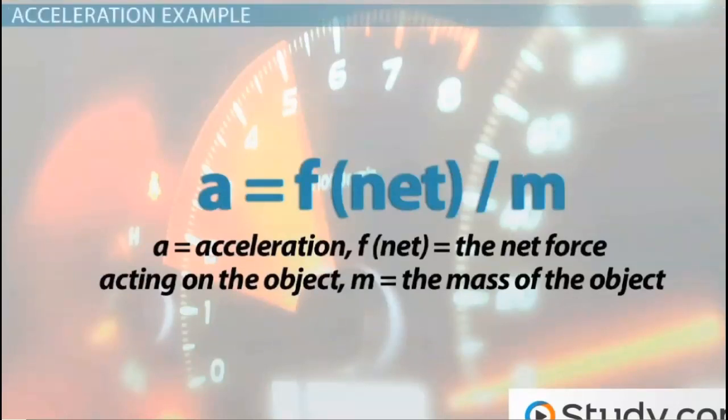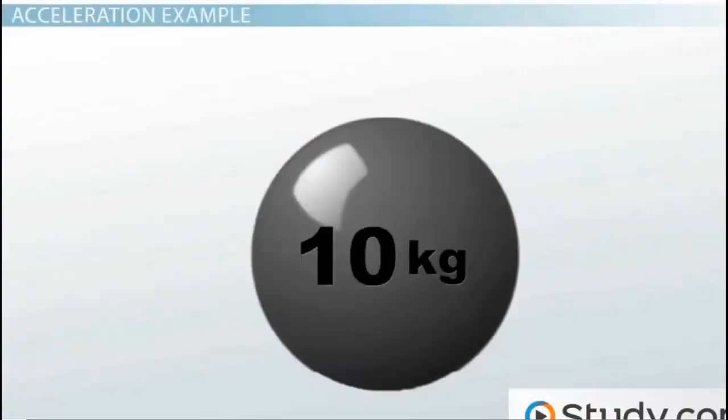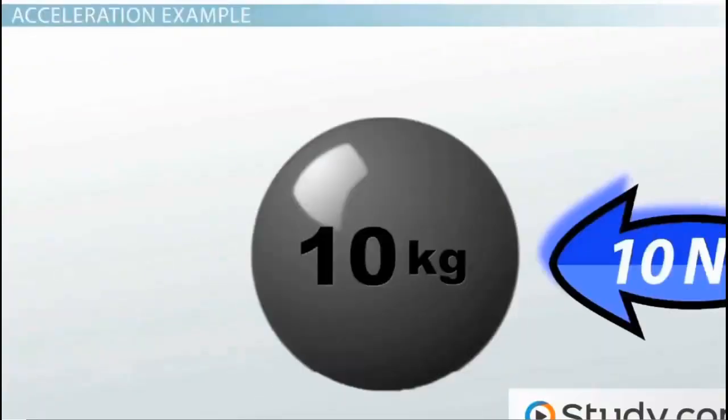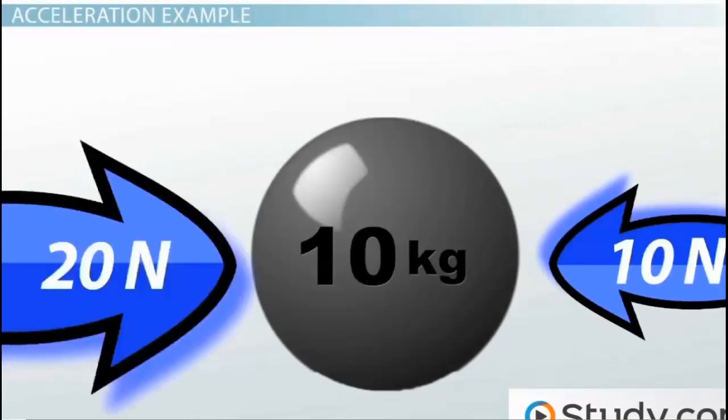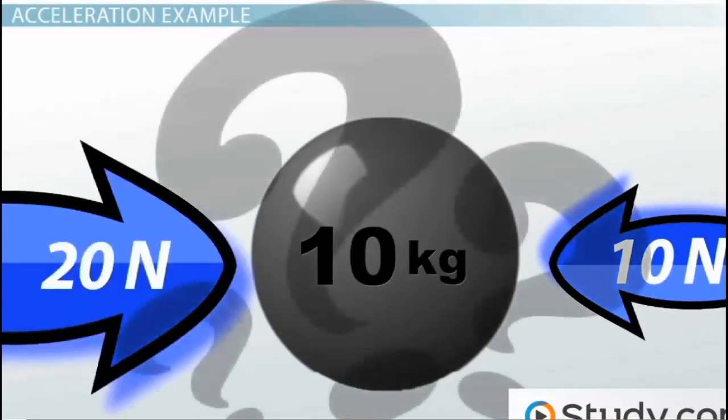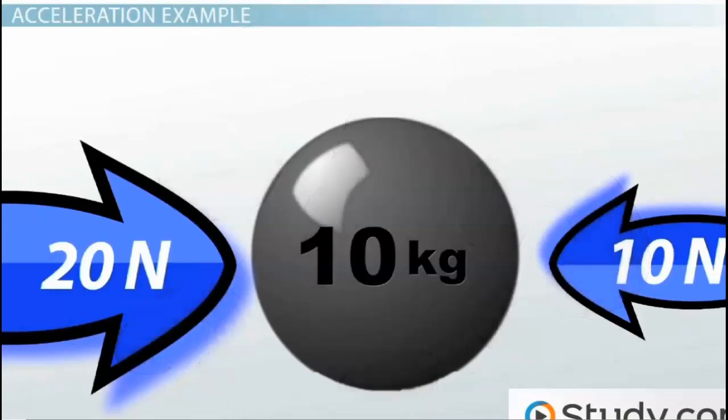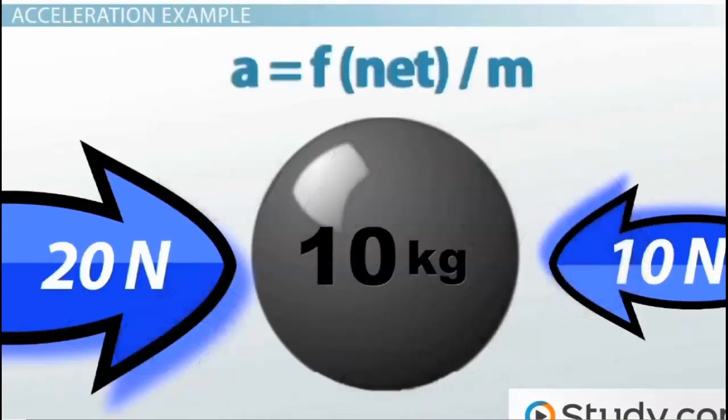Let's look at an example. Consider a 10 kilogram object, forced to the left with 10 newtons and forced to the right with 20 newtons. What is the acceleration of this object? Let's recall the formula for acceleration. Acceleration equals the net force acting on the object divided by the mass of the object.